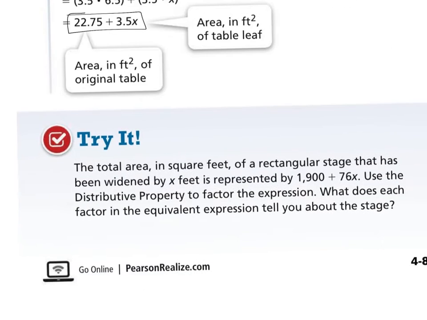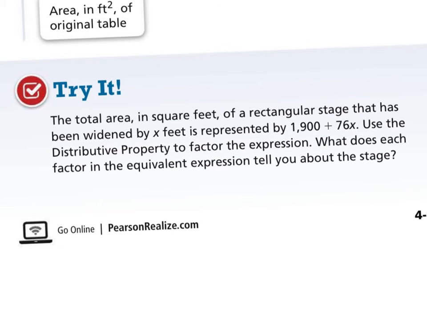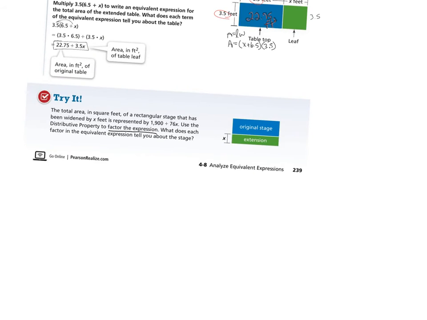So if we look at the try it, it says the total area in square feet of a rectangular stage that has been widened by x feet is represented by 1,900 plus 76x. Use the distributive property to factor the expression. So factoring we've talked about. What does each factor in the equivalent expression tell you about the stage? So factoring, we talked about, is kind of the opposite process of distributing. It's like going backwards. Undistributing, I called it jokingly.